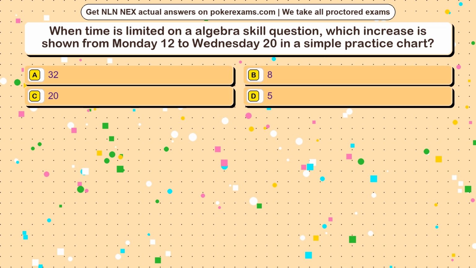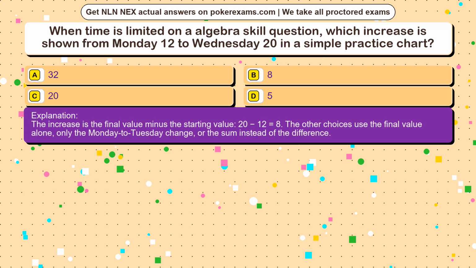The correct answer is option B. The increase is the final value minus the starting value, 20 minus 12 equals 8. The other choices use the final value alone, only the Monday to Tuesday change, or the sum instead of the difference.